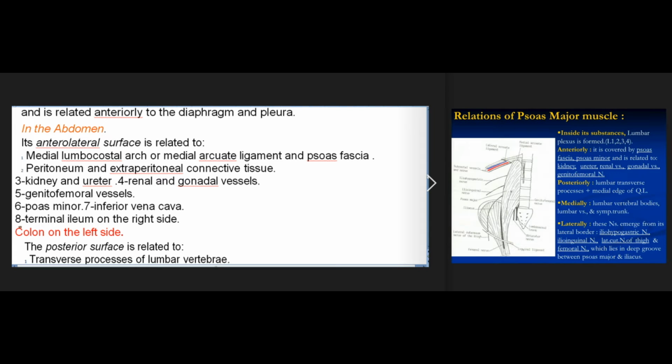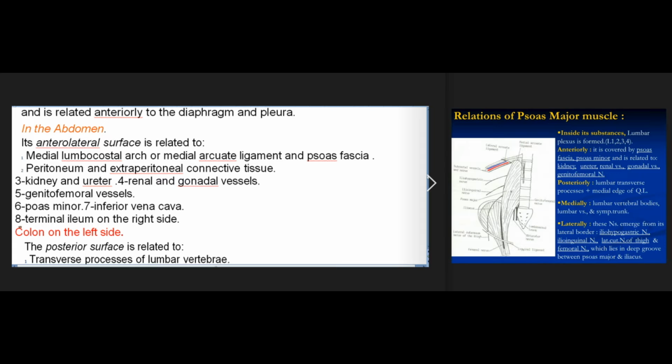In the abdomen, its anterolateral surface is related to: 1. Medial lumbocostal arch or medial arcuate ligament and psoas fascia. 2. Peritoneum and extraperitoneal connective tissue. 3. Kidney and ureter. 4. Renal and gonadal vessels. 5. Genitofemoral vessels. 6. Psoas minor. 7. Inferior vena cava. 8. Terminal ileum on the right side, colon on the left side.